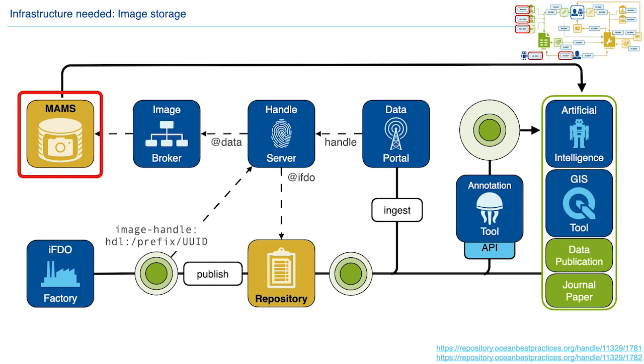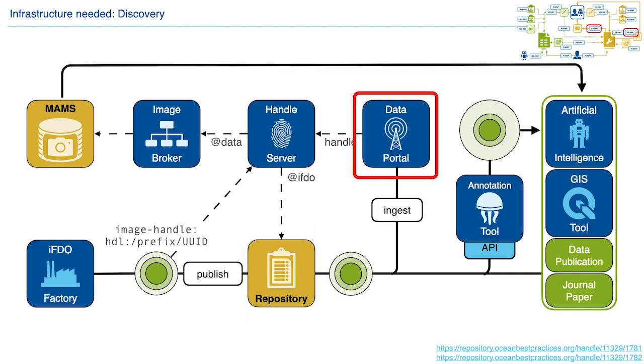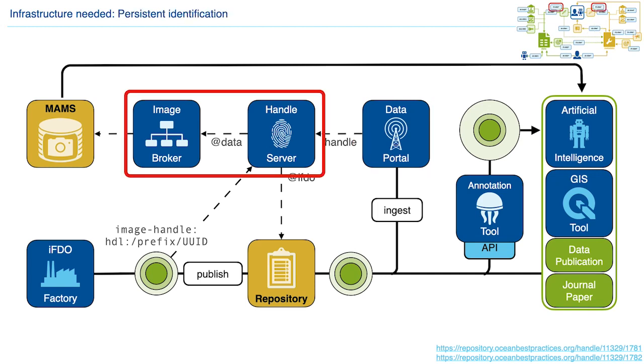So the media asset management system, or MAMS, addresses some of the requirements. You can see at the top right, there's a tiny mini-map of where we are within the FAIR requirements. Also the repository addresses some other of those. The data portal, of course, makes sure that the data can be discovered by other agents in the world. And the handle server, and in our case, the image broker infrastructure, they provide the PID infrastructure to have globally unique identifiers and persistent identifiers to the data.